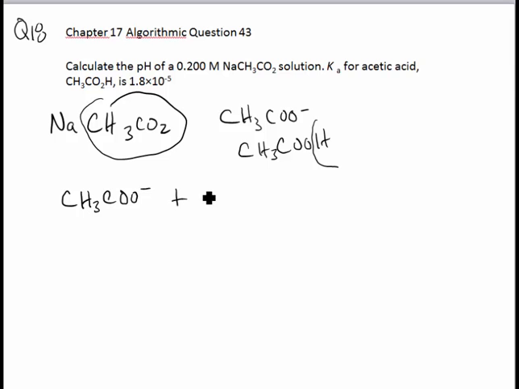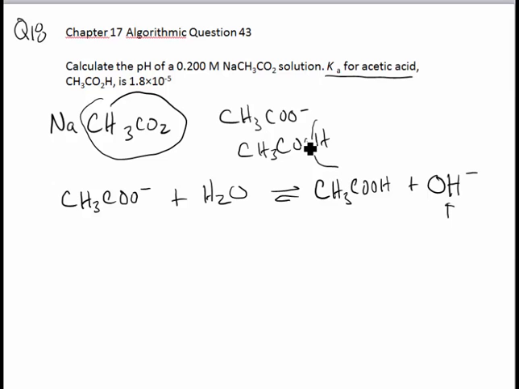CH3COO minus, in the presence of water, is in equilibrium with the acid, CH3COOH, plus, leaving behind, because it pulls a proton off water, OH minus. So first of all, we're going to calculate the pH, and that pH must be basic because this is a base. The other problem here is it gives us the Ka.